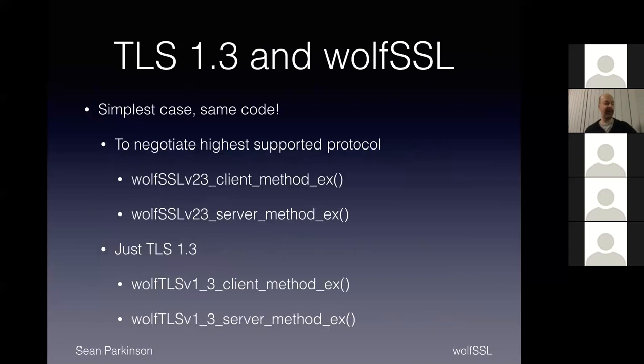So how do you use TLS 1.3 in wolfSSL with the APIs? What do you need to change about your code? Well, nothing. In the simplest case, if you're using the wolfSSL v23 client method or server method, then it will negotiate the highest supported protocol. If that's TLS 1.3 on both sides, it'll do 1.3, or it'll downgrade to TLS 1.2 or whatever is supported. You just need to compile the code to include TLS 1.3 using the configuration option --enable-tls13, and you'll be able to do it.